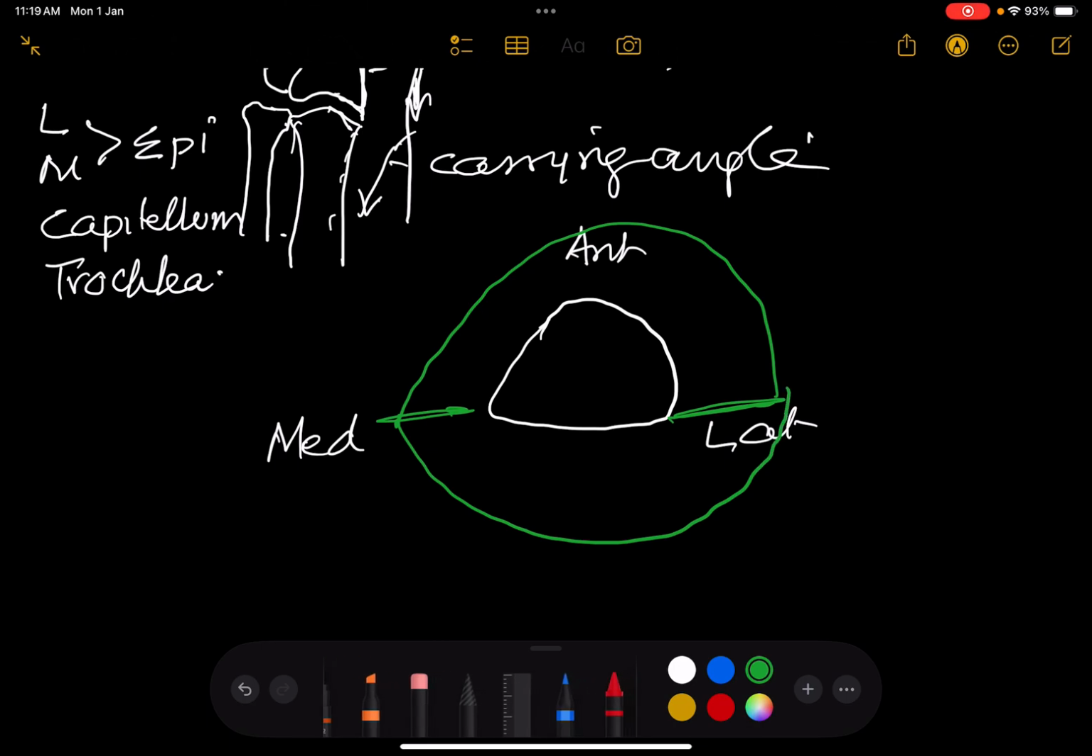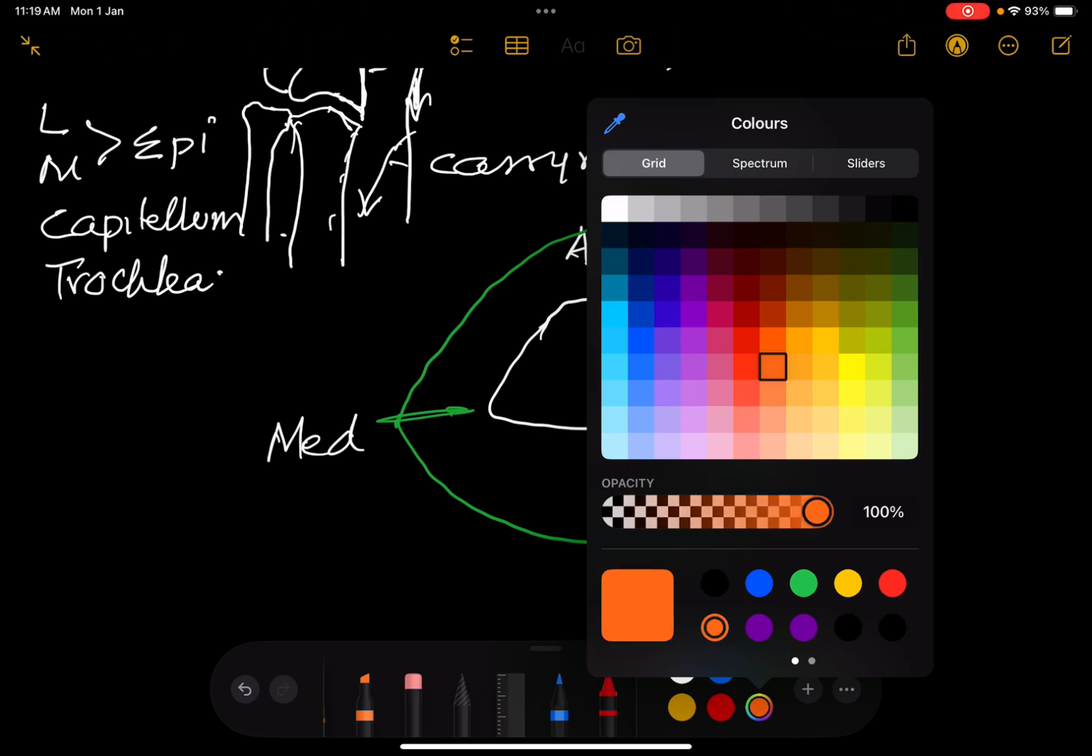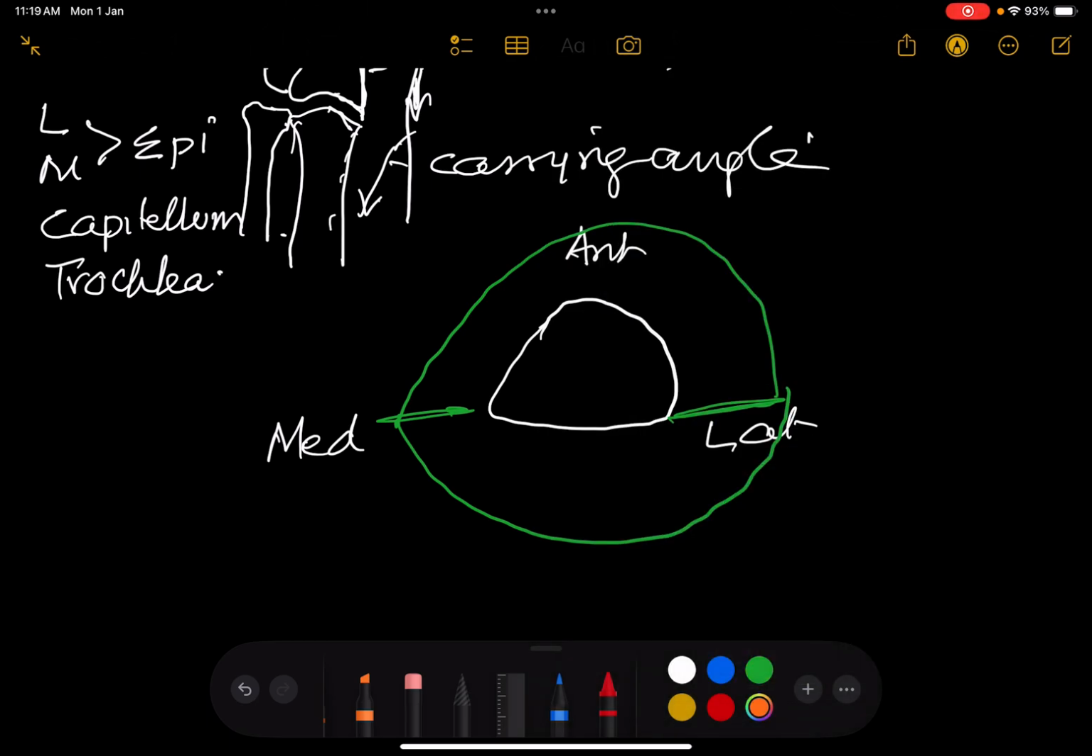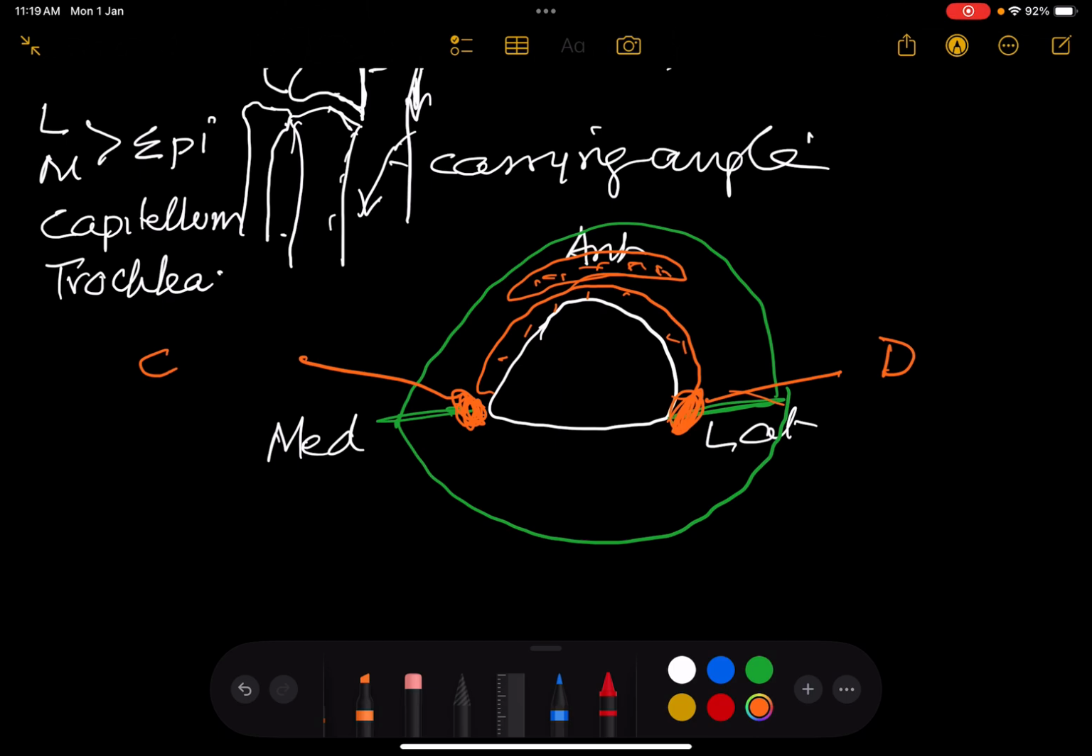The anterior compartment consists of two muscles, the brachialis, which is attached to the anterior surface, and the biceps, which is not attached to the humerus. Then on the medial side of the medial border is the insertion of the coracobrachialis, and on the lateral side is the insertion of the deltoid. So this is deltoid and this is coracobrachialis.